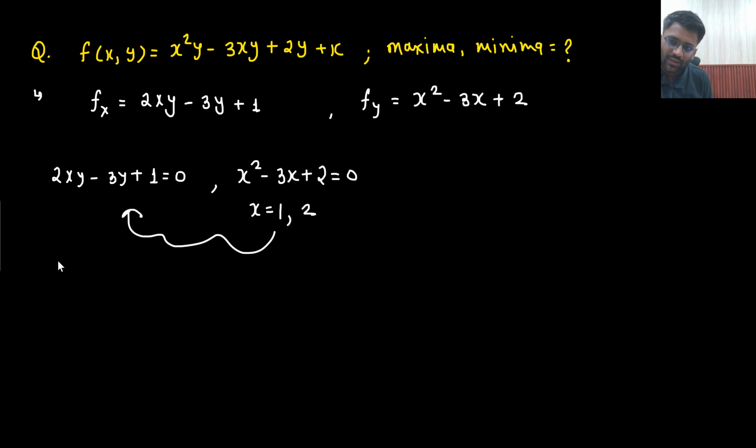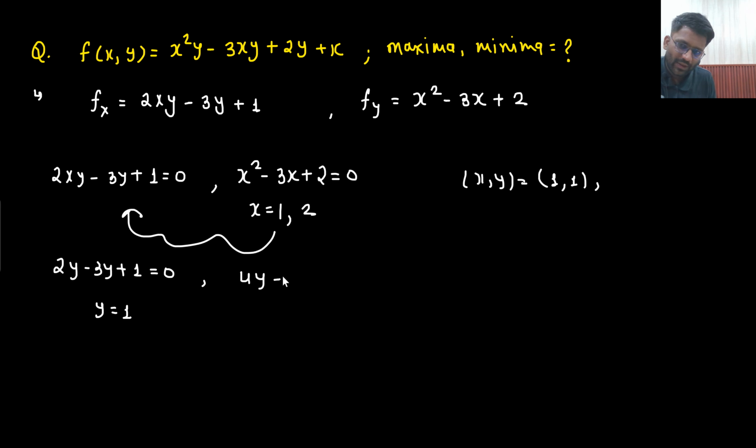So when I put x equals 1, what am I getting? 2y minus 3y plus 1 equals 0. So y equals 1. When x is 1, y is 1. And when I put x equals 2, I get 4y minus 3y plus 1 equals 0. So the value of y comes out to be minus 1. So 2 comma minus 1. These are our points of consideration.